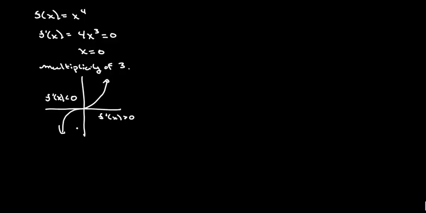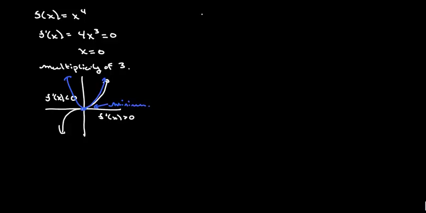So the original graph, if I draw it in here, must be headed downward in this direction, and then must be headed upward in this direction. So that tells me that this is a minimum.